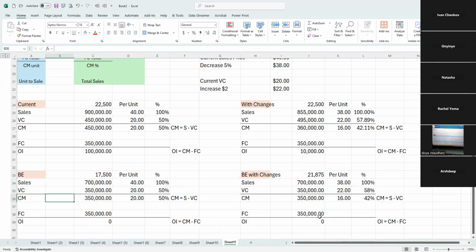Can you see it? Yes. In the current situation with the changes, break even went to 21,875. In the current situation, we are way below. And now you can see what exactly you have to do with the question, and from here you can find your answer. Make sense? Yes.